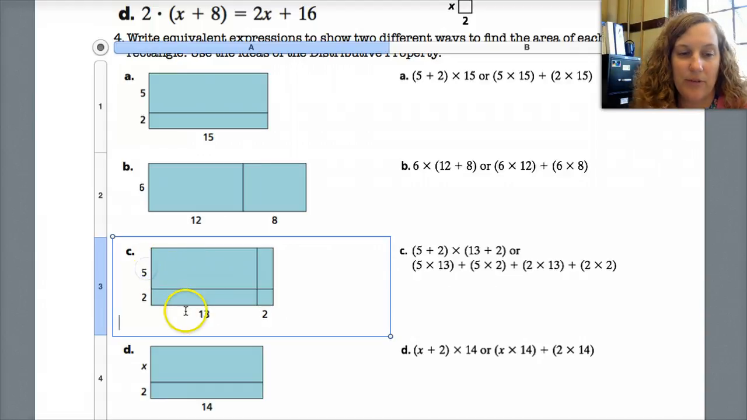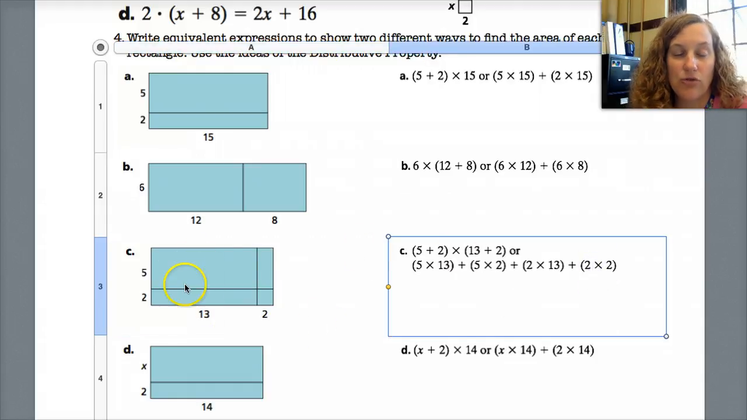We can say 5 times 13 plus 5 times 2 plus 2 times 13 plus 2 times 2, which is the longer way. The shorter way is to add the two sides, 5 plus 2 times 13 plus 2.